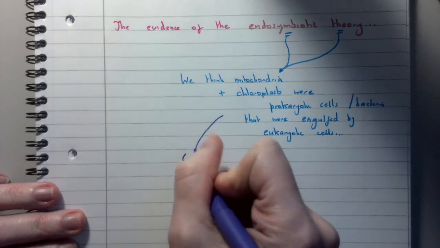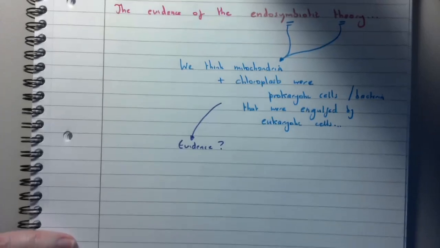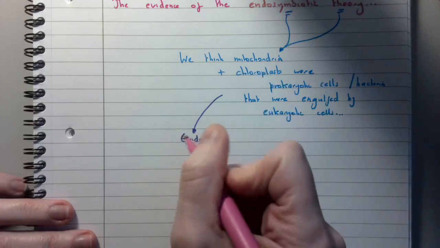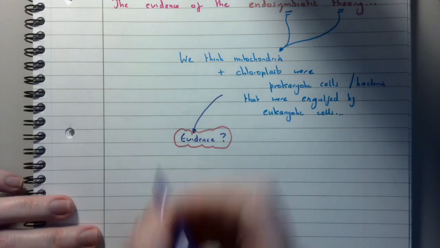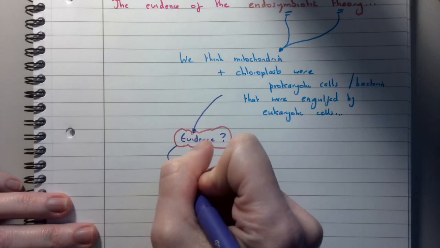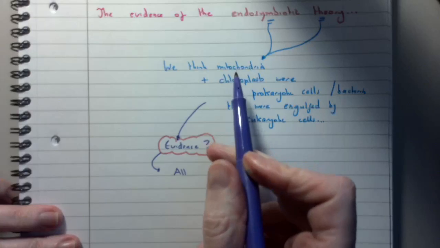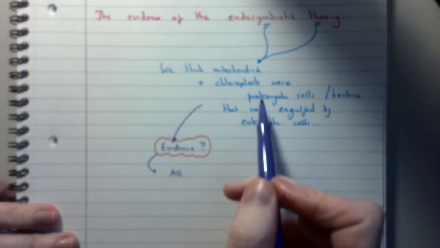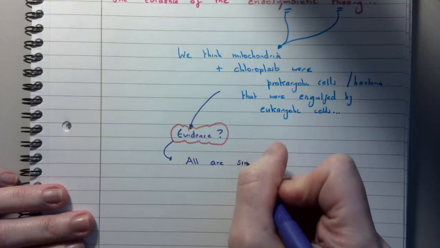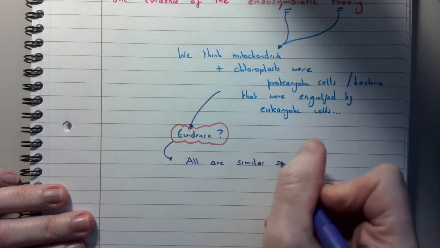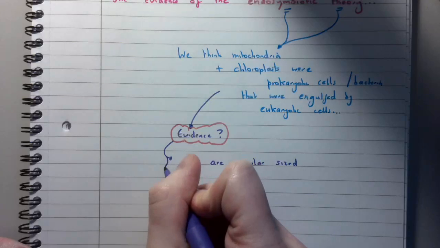So the evidence? It's normally about 3 marks. I don't normally see this much more than 3 marks. So I'm going to give you definitely enough to get you 3 marks. So we're talking about the mitochondria, the chloroplasts and prokaryotic cells. So all have a similar size.